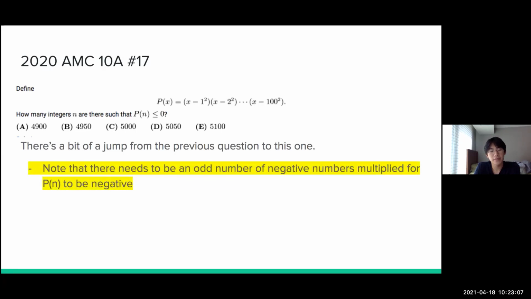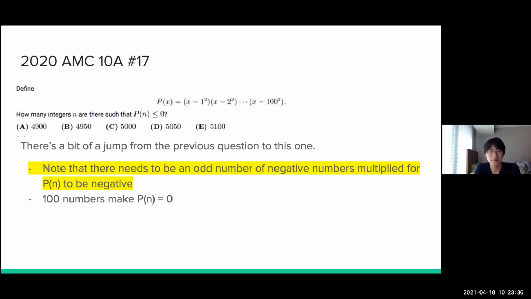So I think the most important step is just to note that there needs to be an odd number of negative numbers multiplied for p of n to be negative. Now what I'm saying is there are 100 pairs of parentheses here. And if this needs to be negative, then there should either be only 1 negative number or 3 negative numbers or 5 negative numbers or so on. There needs to be an odd number of negative numbers. And realizing this helps us get to the answer pretty quickly.